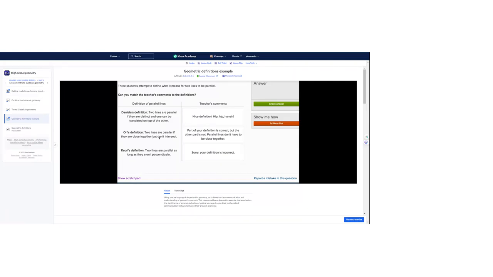And so actually, I'd go with this statement right here. Part of your definition is correct, but the lines don't have to be close together. So this isn't a good definition of parallel lines.